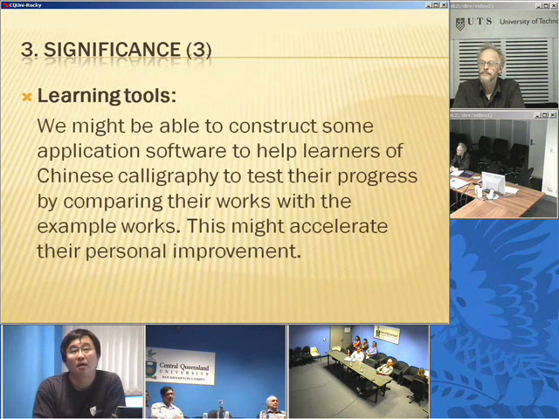And then lastly, we can maybe produce a learning tool. We might be able to construct application software to help learners of Chinese calligraphy test their progress by comparing their works with the example works. This might accelerate their personal improvement.